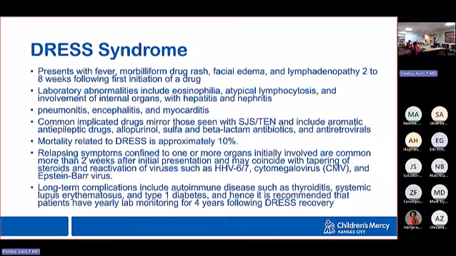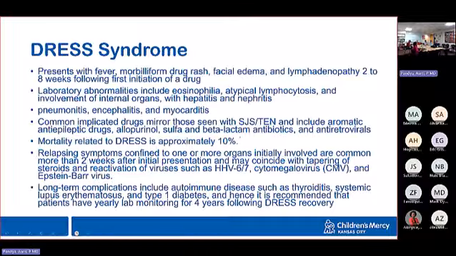All right, DRESS syndrome. So this is another type 4 hypersensitivity reaction. It presents with fever, morbilliform drug rash or drug eruption, facial edema, lymphadenopathy, and generally it happens within 2 to 8 weeks following first initiation of a drug. Lab abnormalities that can occur include eosinophilia, atypical lymphocytosis, involvement of internal organs, hepatitis, nephritis. You can also develop pneumonitis, encephalitis, myocarditis as well. Commonly implicated drugs mirror those seen with SJS, TEN, including aromatic antiepileptics, allopurinol, sulfa, beta-lactam antibiotics, antiretrovirals.